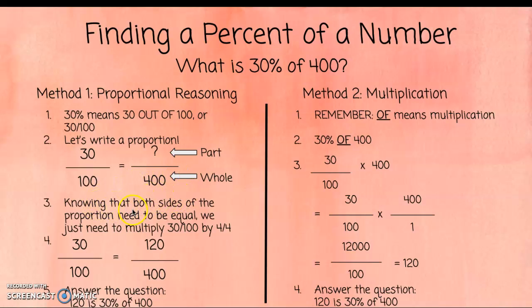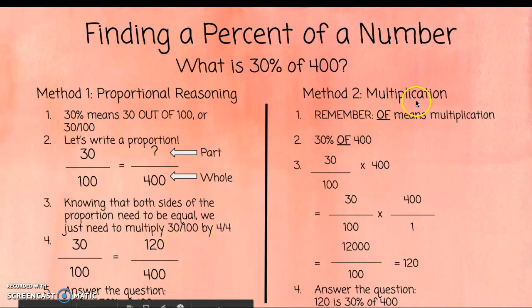Knowing that both sides of the proportion need to be equal, we just need to multiply 30 over 100 by 4 over 4. 30 over 100 times 4 over 4. 30 times 4 is 120. 100 times 4 is 400. And we're going to answer the question. 120 is 30% of 400. So 30 out of 100 is 120 out of 400. That means that 30%, 30 out of 100, is 120 out of 400, or 120. I'm sorry, 30% of 400 is 120.